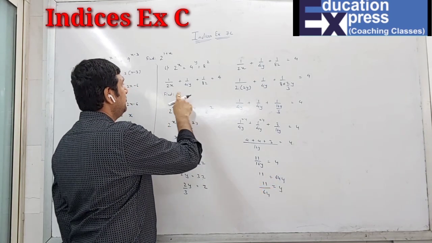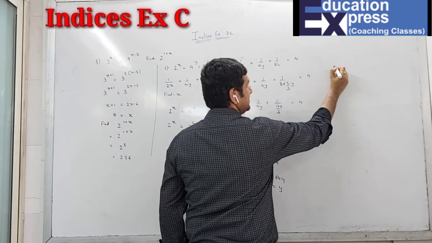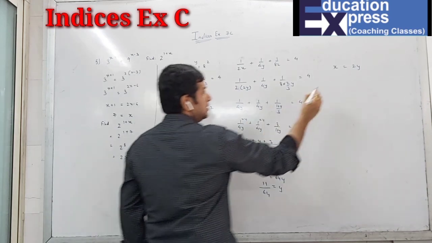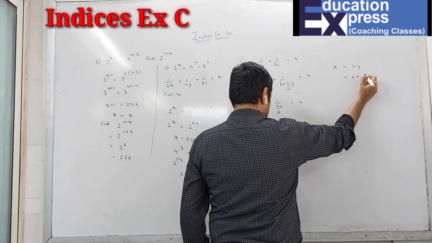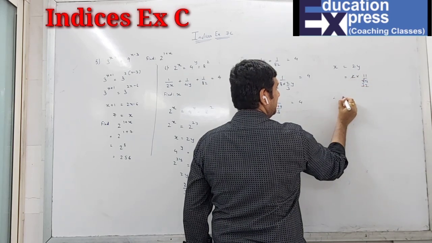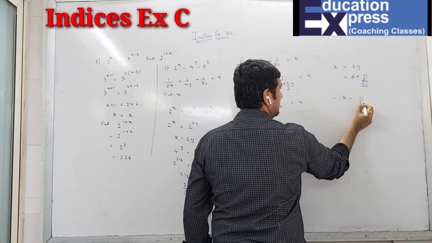Now they have asked the value for X. So student, what is X? X is 2Y. Now the value of Y is 11 upon 64. That is 11 upon 32. And therefore X is 11 upon 32.